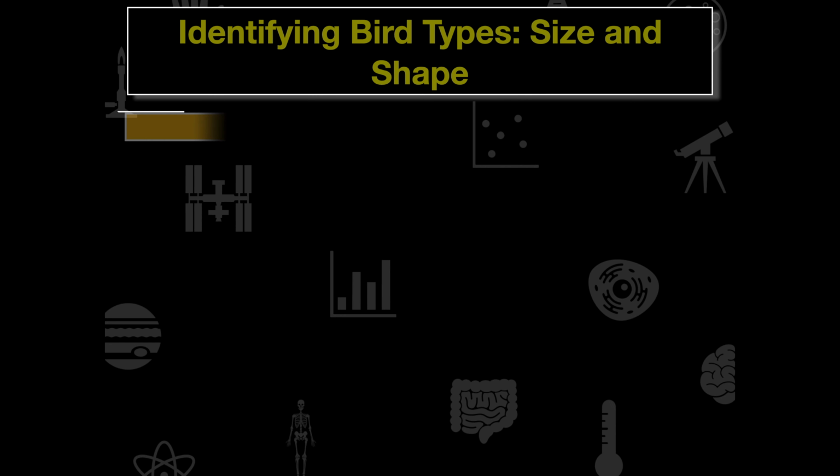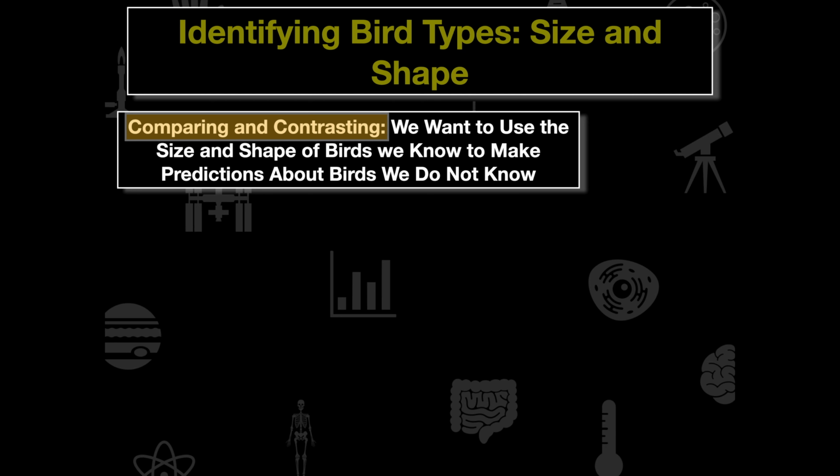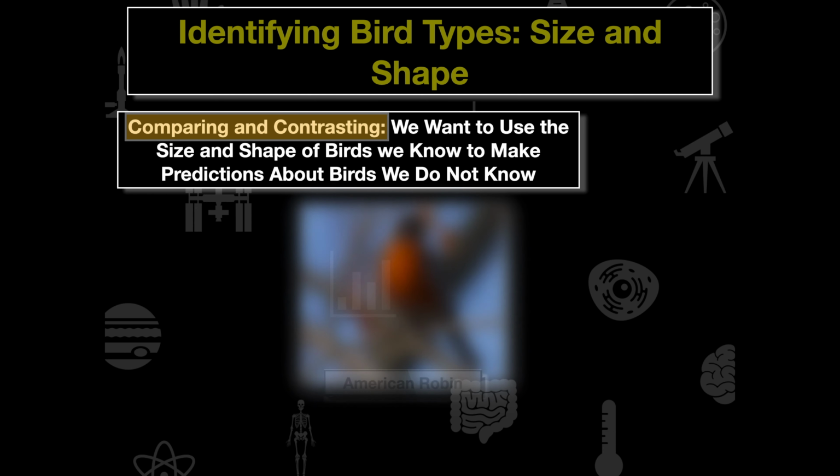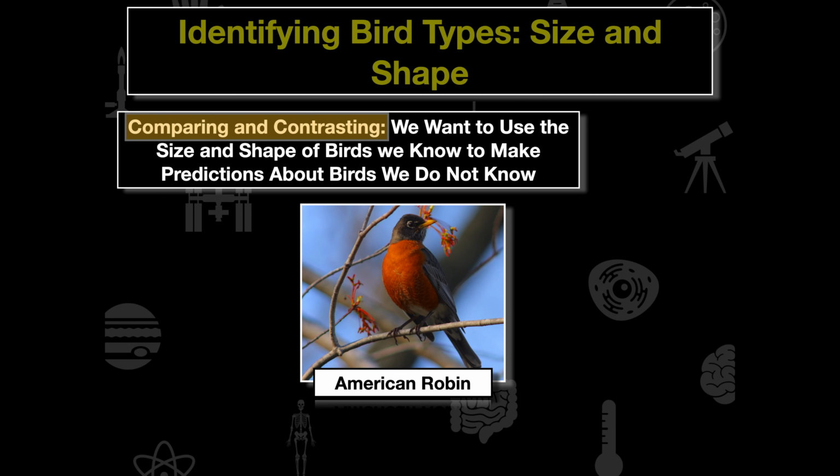Now we're going to identify birds using size and shape here. And what we're going to be doing is comparing and contrasting. Now what does this mean? Well, we want to use the size and the shape of birds that we already know to make predictions about the birds we do not know. So a common bird around our area is going to be the American robin. And I can use the size and the shape of this American robin to identify other birds.